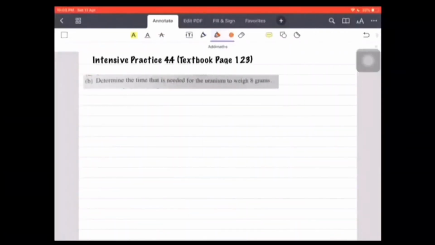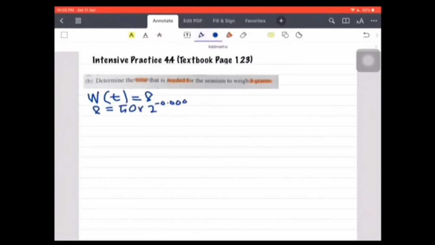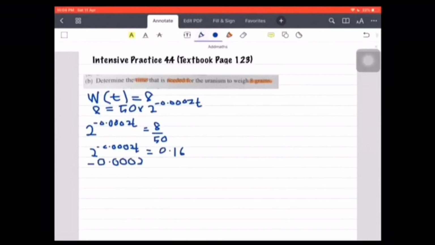Now we'll move to question B. Determine the time that is needed for uranium to weigh 8 grams. Given W(t) equals 8. So we are going to move 2 to the right, and it will be log base 2 of 0.16. We are using this law of logarithm. We cannot calculate log base 2 in our calculator, so we need to change to log base 10.